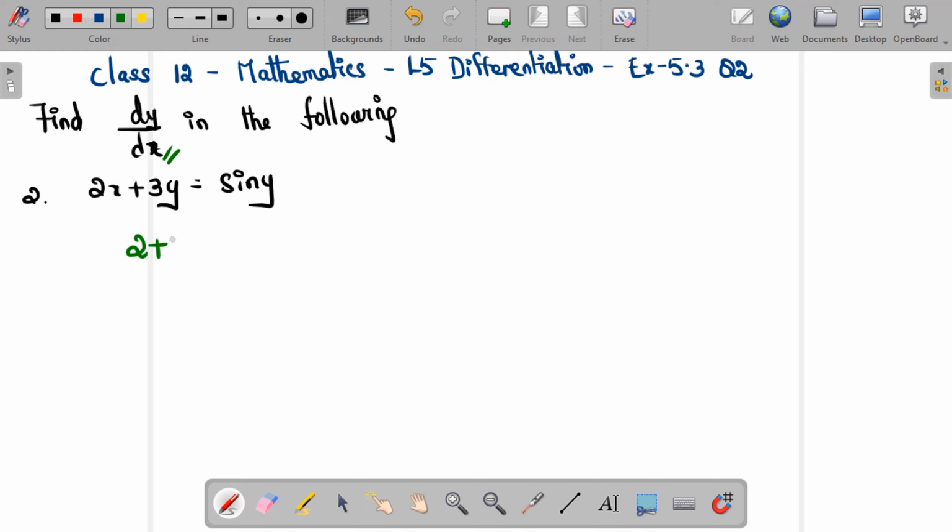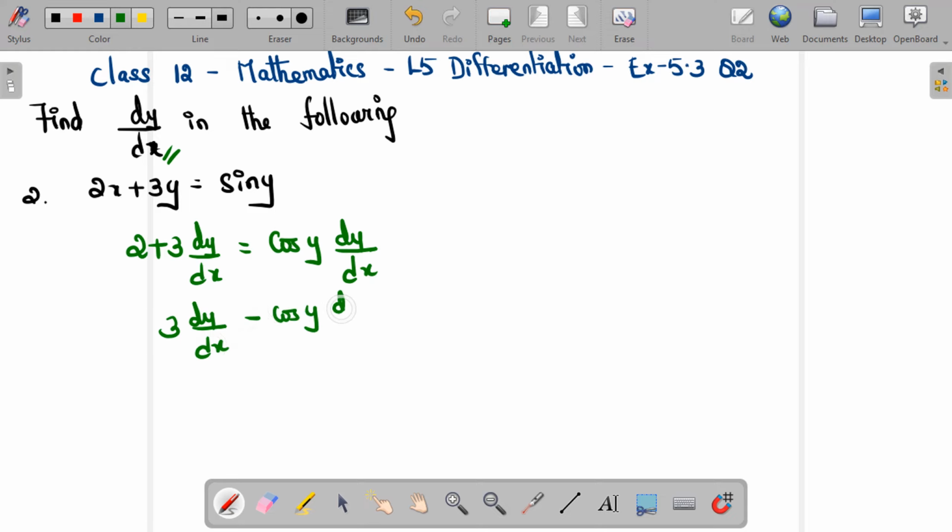For the second term, it will be 3 into differentiation of y with respect to x, which is dy by dx. On the right side, sin y can be differentiated as cos y into dy by dx by applying chain rule. Okay, now let's collect all the dy by dx terms on the left side. So 3 dy by dx minus cos y dy by dx is equal to minus 2.